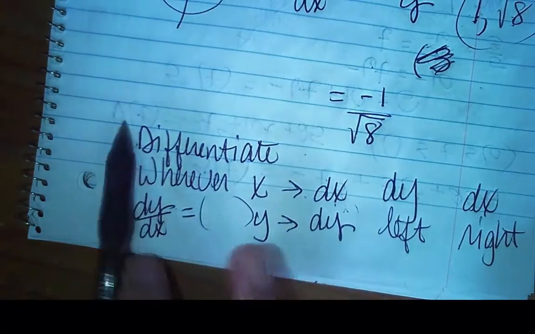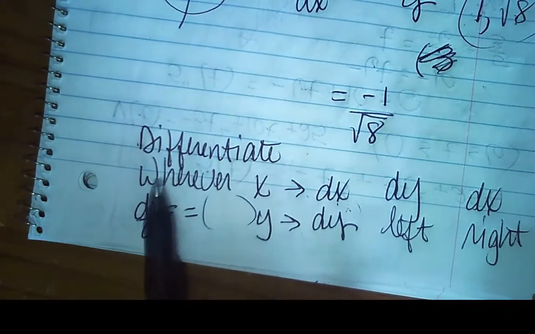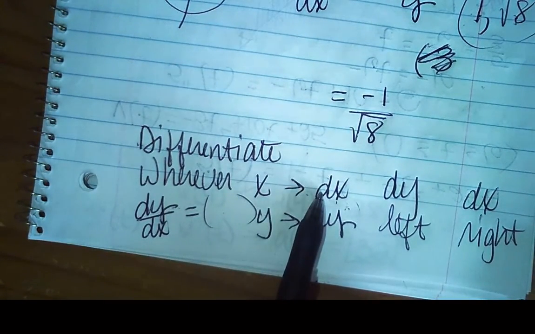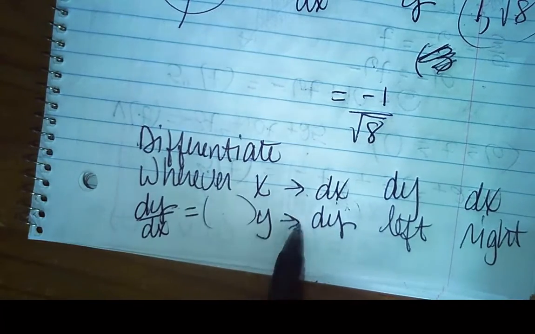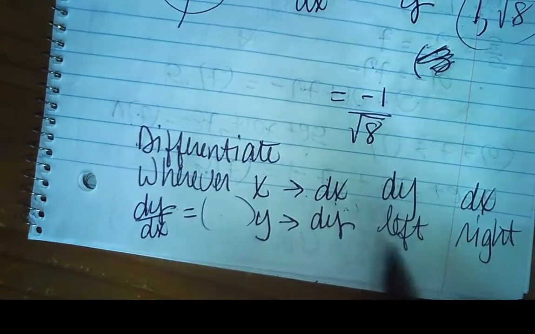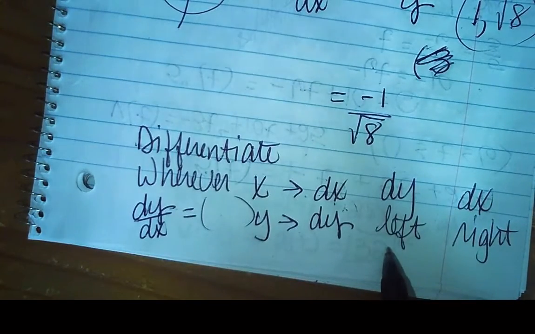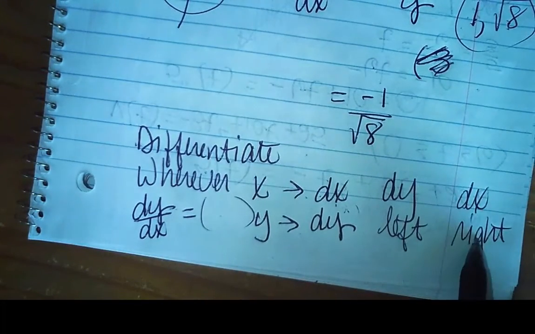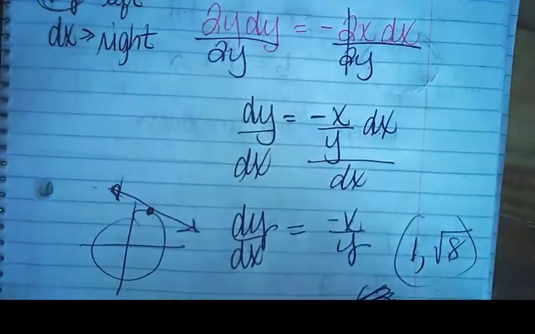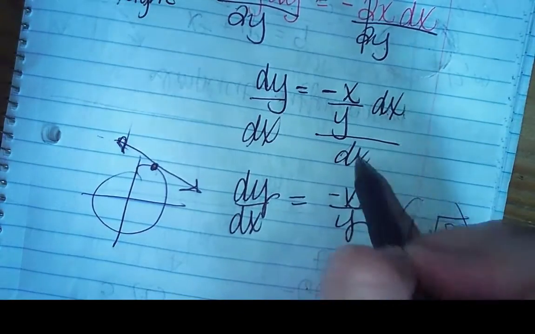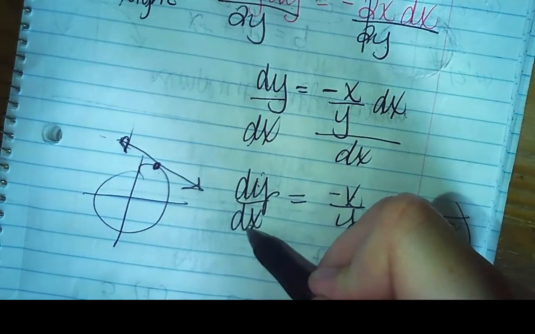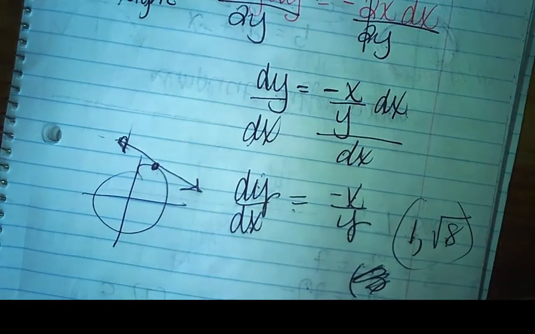Okay, so again, differentiate. Wherever you take a derivative of x, multiply it by dx. Wherever you take a derivative of y, multiply it by dy. Okay, make sure that you organize by putting your dy's on the left and your dx's on the right. And then you want to solve for dy dx. So just like up here, the very last thing I did was divided by dx. So I got dy dx is a negative x over y.